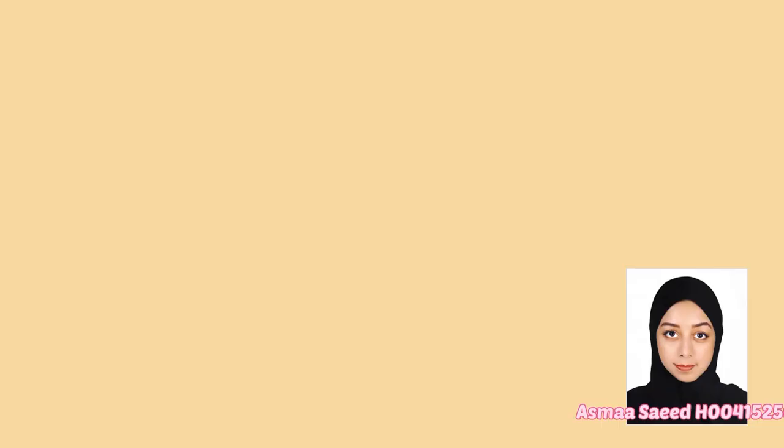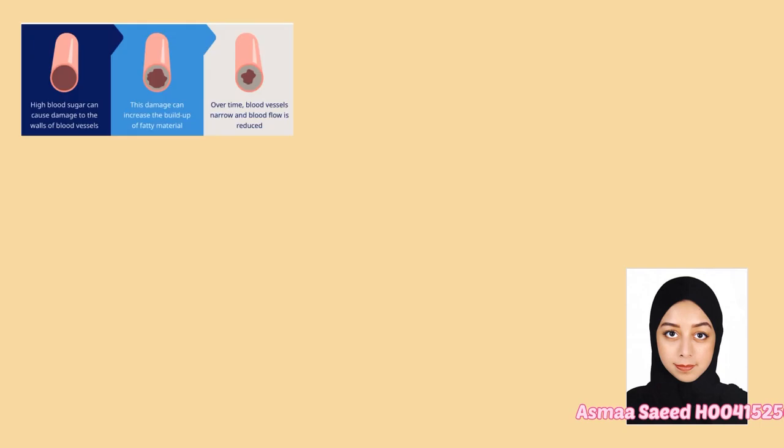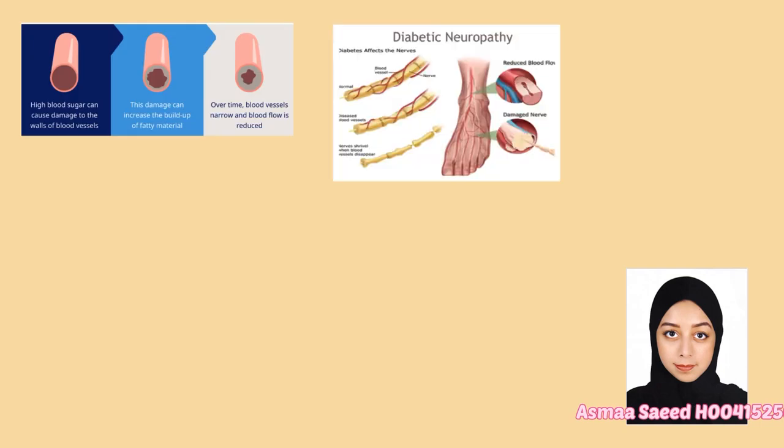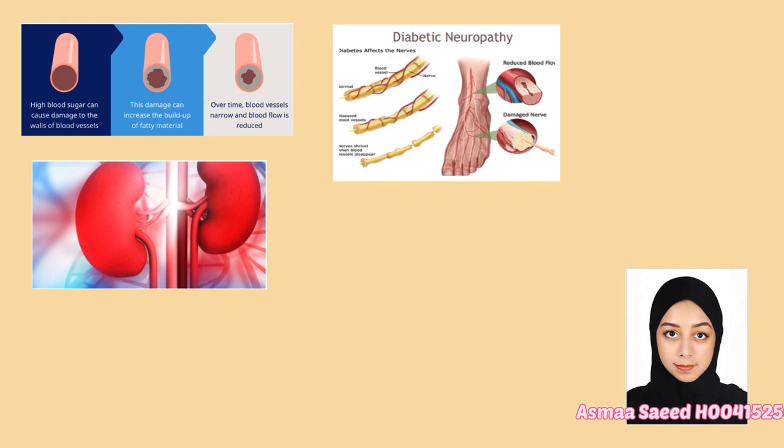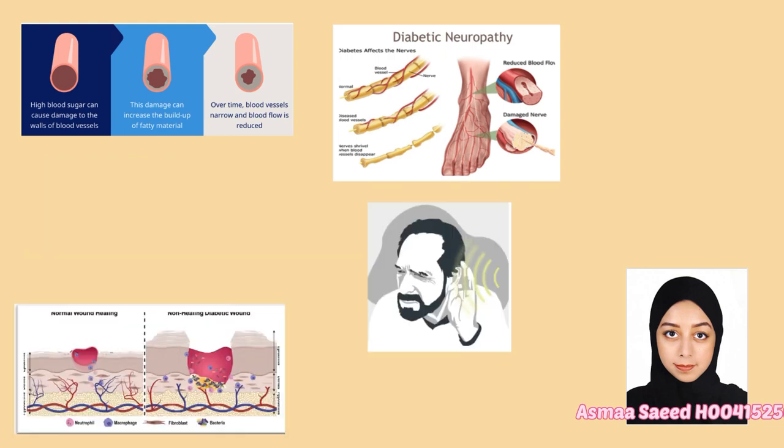The complications of type 2 diabetes are heart disease and damage to blood vessels, nerve damage, neuropathy, kidney disease, slow wound healing, and hearing impairment.